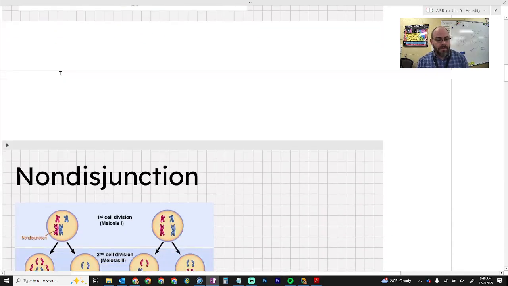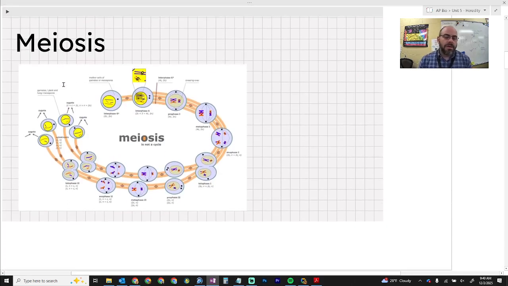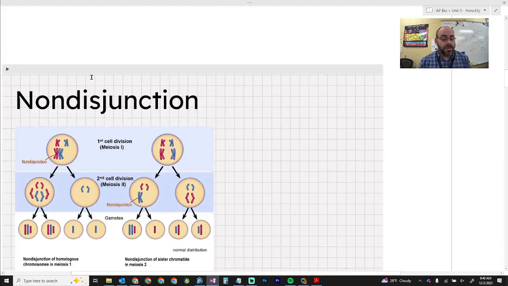Before we talk about nondisjunction, we're talking about genetic diversity. Genetic diversity is created inherently in meiosis. It has to do with not only the replication of DNA, but how DNA is sort of parsed out, how it's separated, what happens to that DNA during those parsing outs. Let's talk about nondisjunction then.